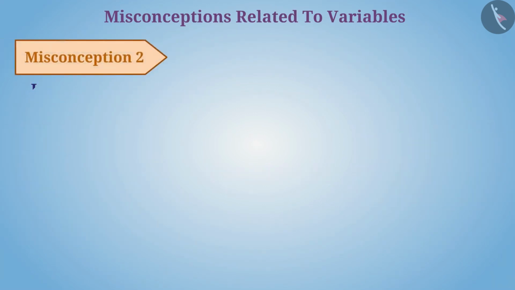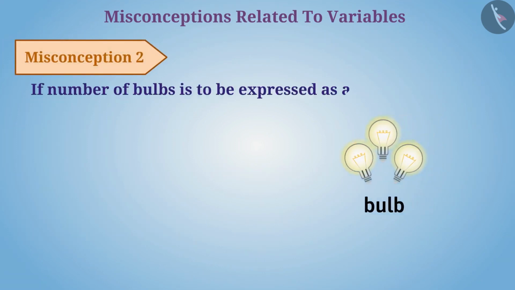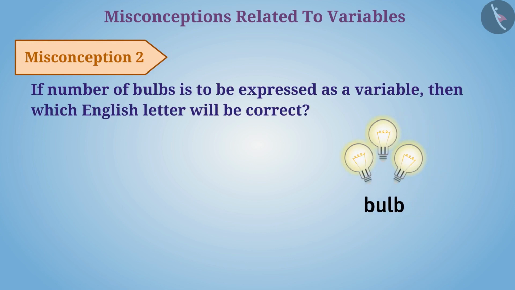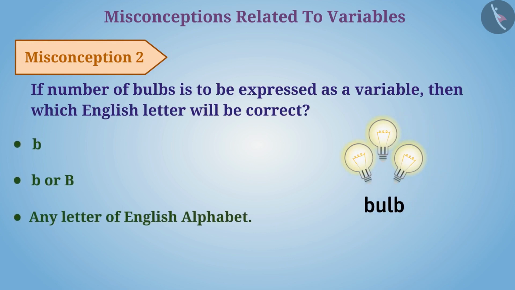Misconception 2. If number of bulbs is to be expressed as a variable, then which English letter will be correct? Sometimes, because of the belief that only first letter of the name can be used to show a variable, using only small letter b for representation is wrong answer.